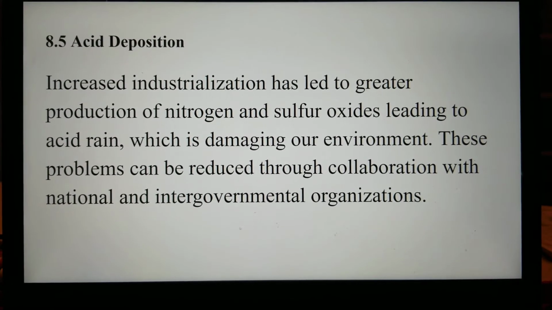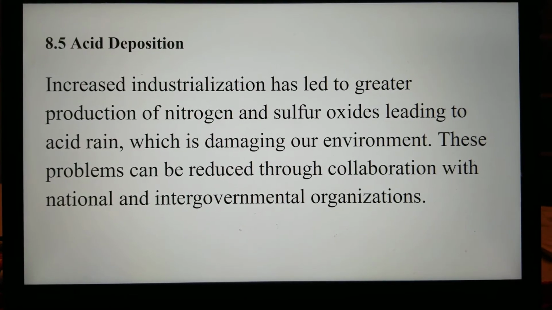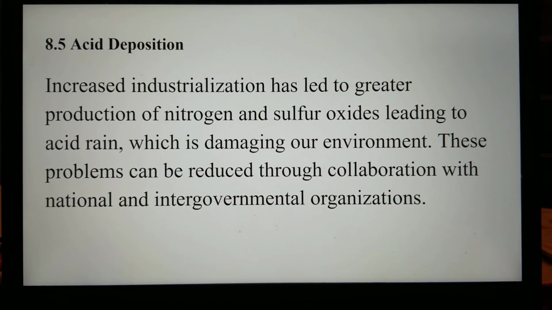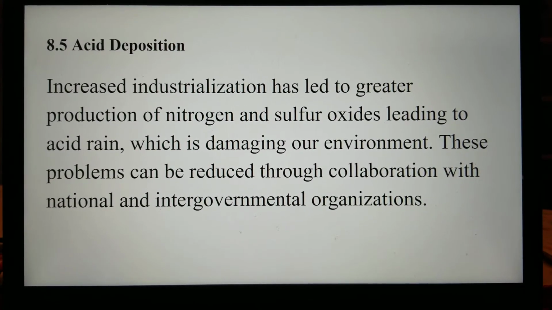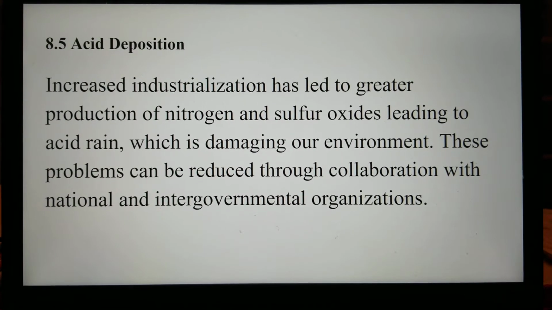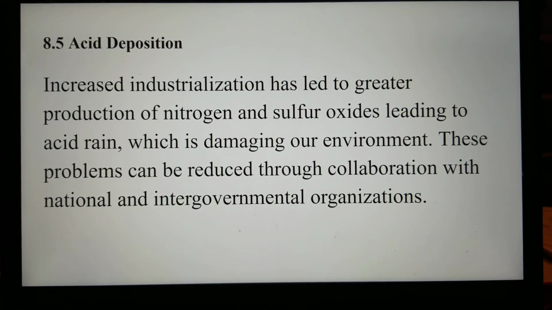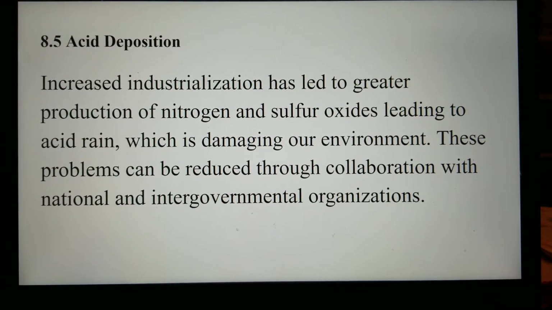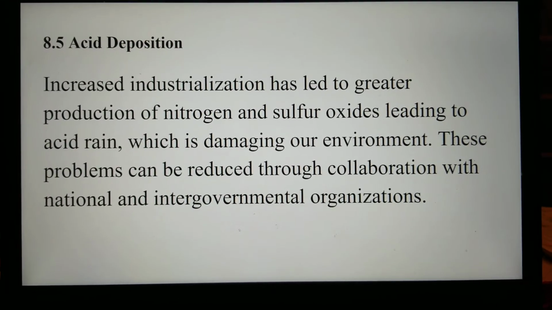So increased industrialization has led to greater production of nitrogen and sulfur oxides, leading to acid rain, which is damaging our environment. These problems can be reduced through collaboration with national and intergovernmental organizations.